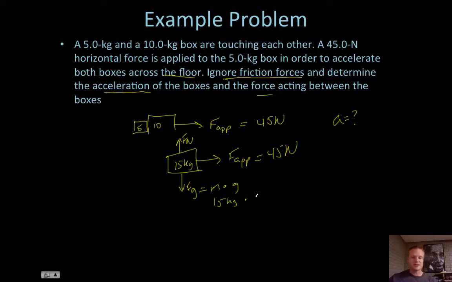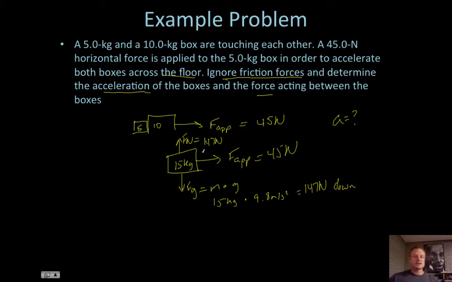times the gravity on Earth, which is 9.8 meters per second squared. And if you do that math problem, I get 147 newtons, okay? And this would be going down, all right? And then the normal force is going to balance this out, because we realize this box isn't spontaneously accelerating upwards or downwards, so the normal force must be balancing the gravitational force, and so this too is 147 newtons.